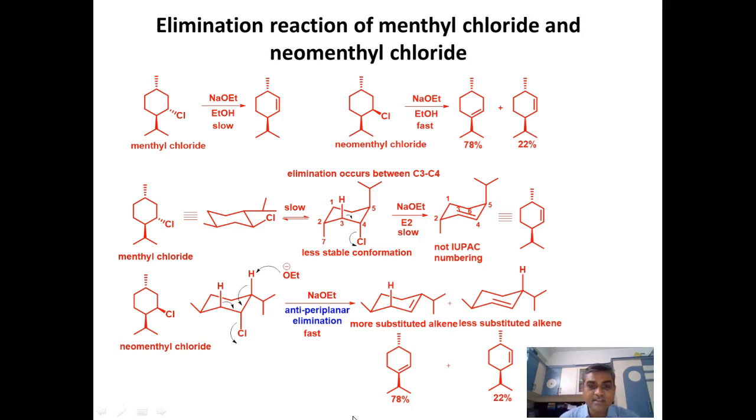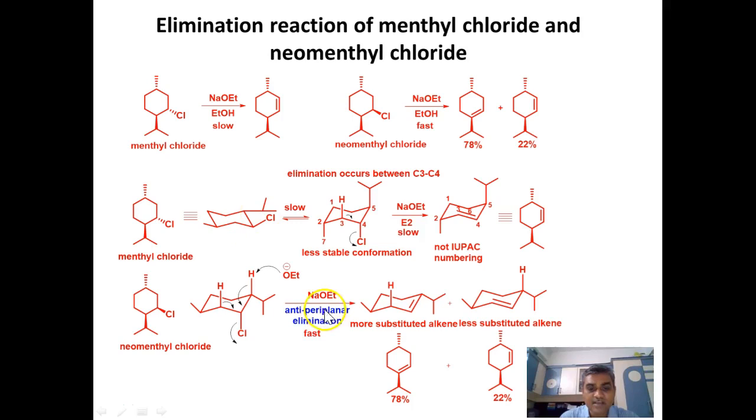Now let us consider the elimination reactions of menthol. We have written the two structures of menthyl chloride and neomenthyl chloride. It is observed that menthyl chloride reacts slowly compared to neomenthyl chloride. Menthyl chloride exists in this conformation where all the positions are equatorial.